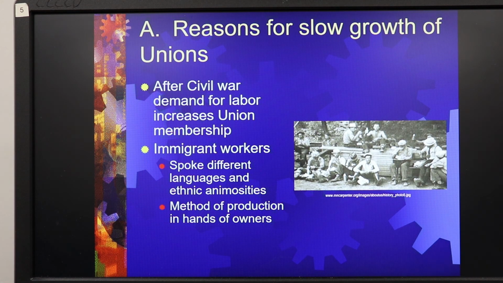Okay, reasons for the slow growth of the unions. After the Civil War, demand for labor increases union membership, but many of these were immigrant workers that spoke different primary languages and brought with them over here ethnic animosities, memories of the old country. And also a big thing hindering unions was that the method of production, or all the machines that made everything, were in the hands of the owners. So the owners could fire people and replace them.